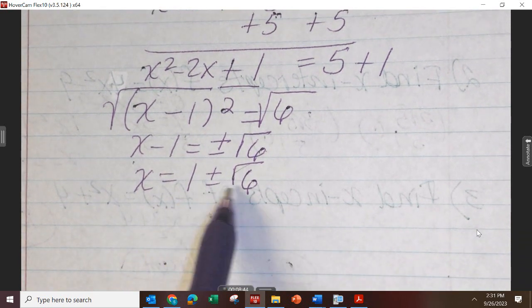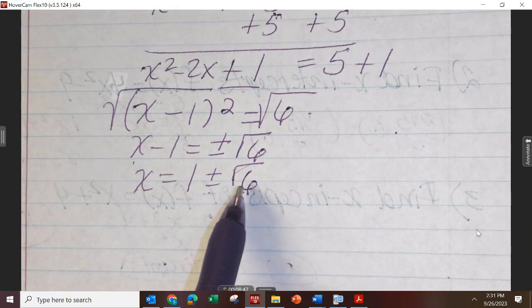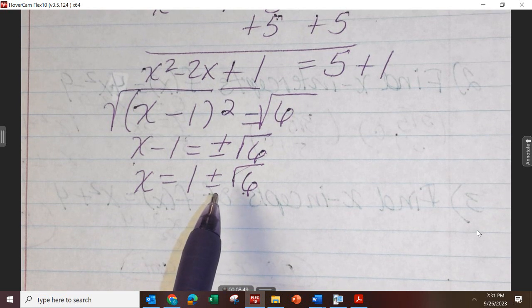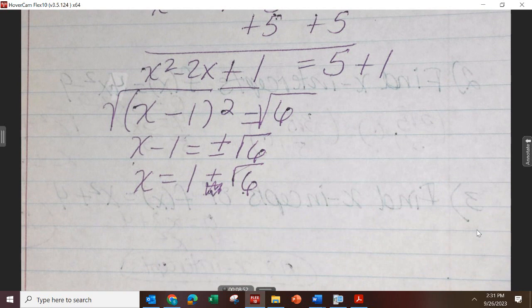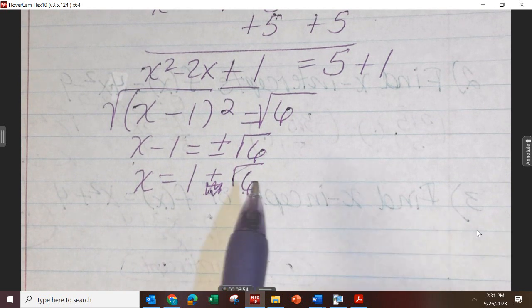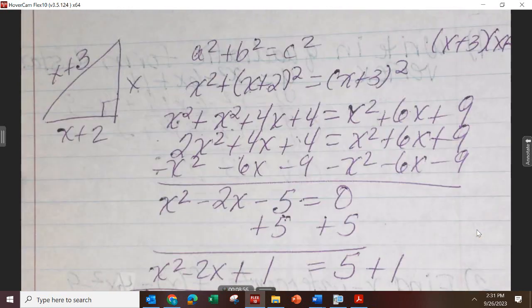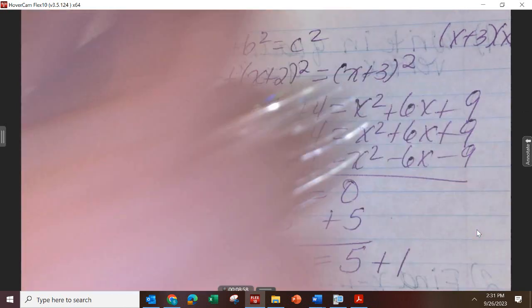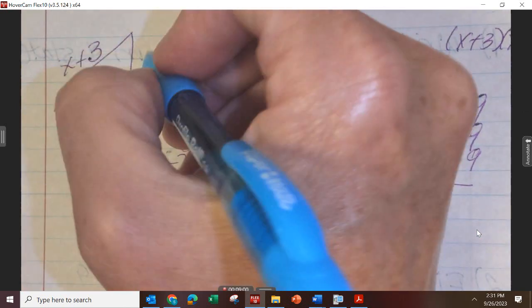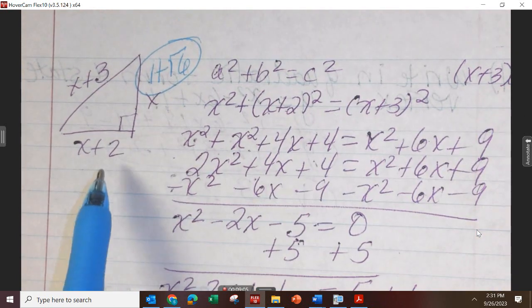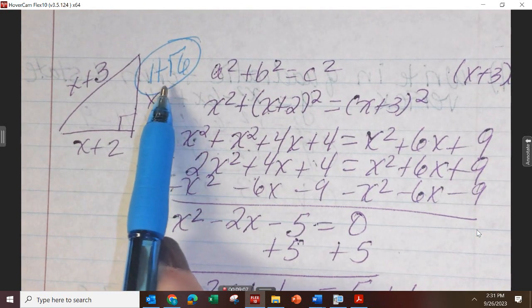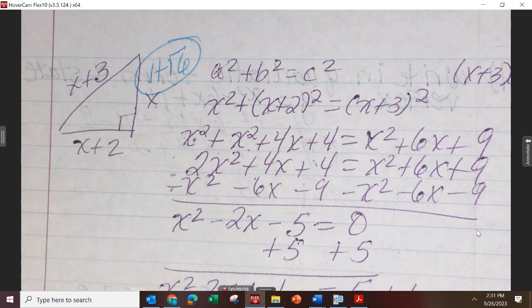Guys, 1 minus radical 6 is negative. Can I have a negative length on a side of a triangle? No. So I am not going to use that negative. So that means that this side must be x is 1 plus radical 6. This side has to be 2 more than that. What's 2 more than that going to be? 3 plus radical 6, right.